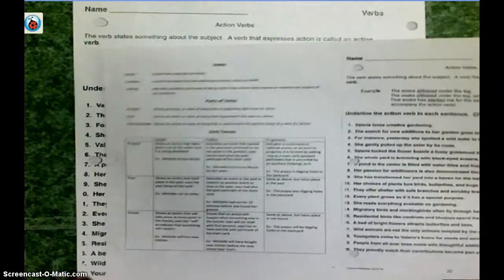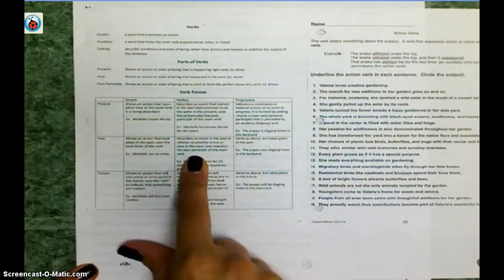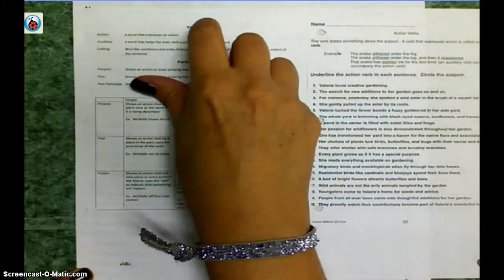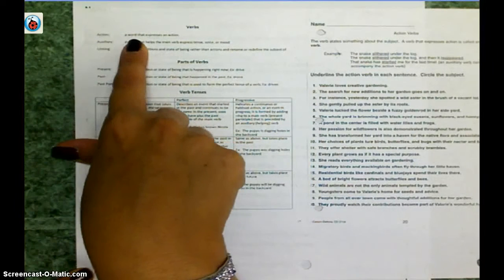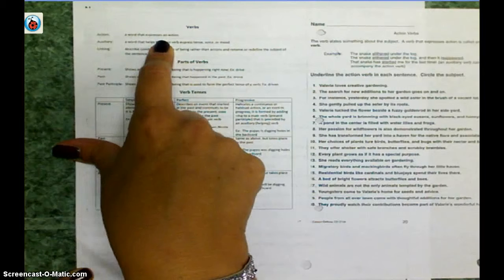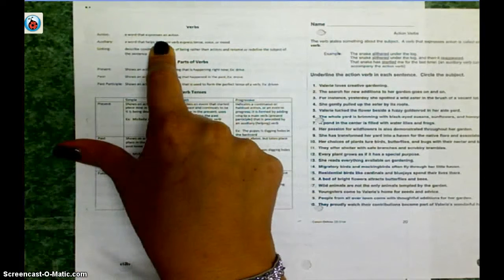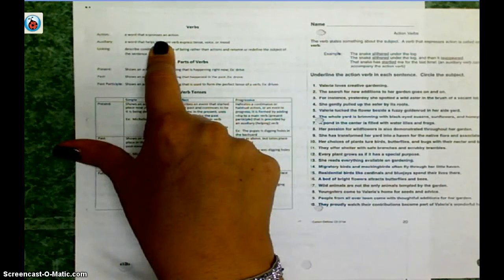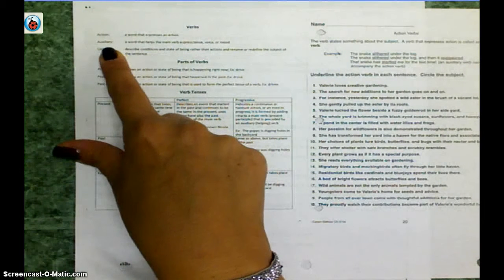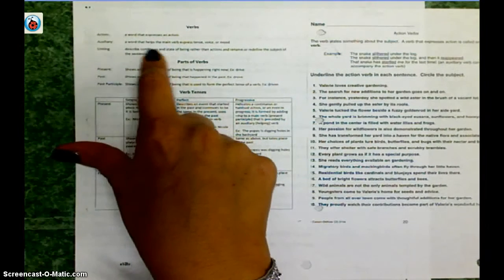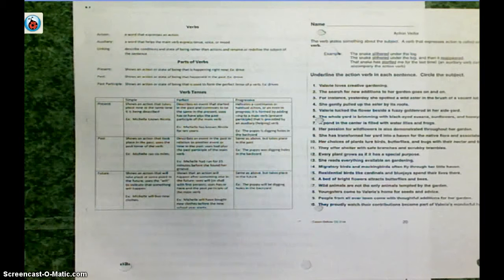So ladies and gentlemen, if you're looking at this verb paper that I gave you, you'll notice at the top it says verbs. An action verb is a word that expresses an action. It's something that you do, okay? Dance, run, jump, walk, talk, flip, record, okay? Those are all things you do. An auxiliary verb is a word that helps the main verb express tense, voice, or mood. You might also know it as a helping verb, okay? In elementary school and middle school, they might have called it a helping verb. The proper name is auxiliary.